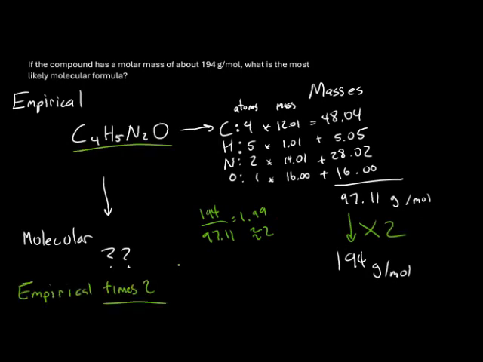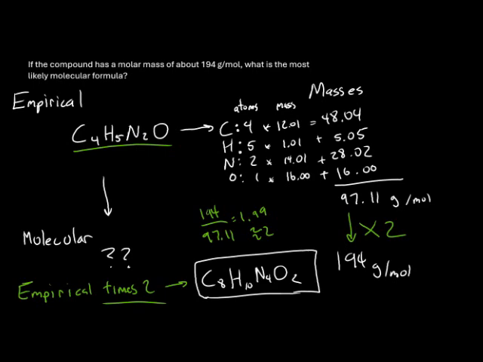So we'll take our empirical formula and multiply everything by 2. If we do this, we'll get C8 rather than C4, H10 rather than H5, N4 rather than N2, and now 2 oxygens rather than 1, and this is our most likely molecular formula.